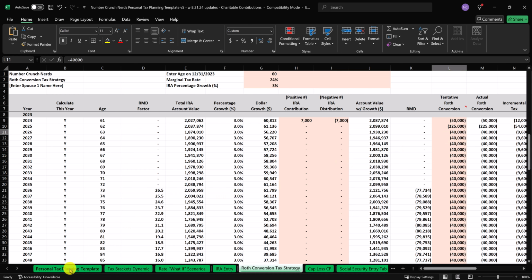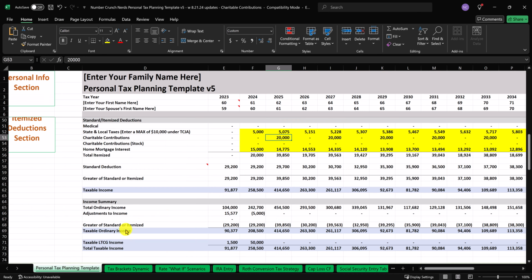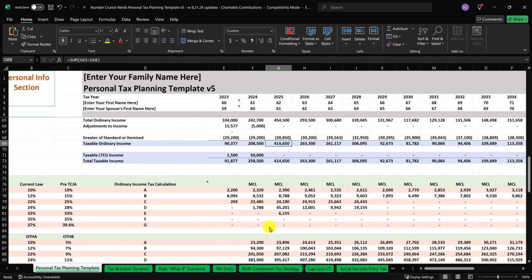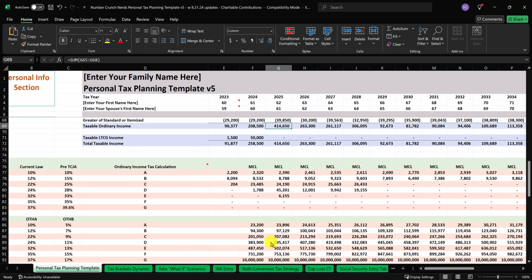So I'm going to head back over to the personal tax planning template, and the first thing I want to look at is what is my taxable or ordinary income now. So we're at $414,650, and if I go down here, we can see that we have now exceeded the top of the 24% bracket. In other words, we have filled the 24% bracket right here, and we are now being taxed at the 32% marginal rate.